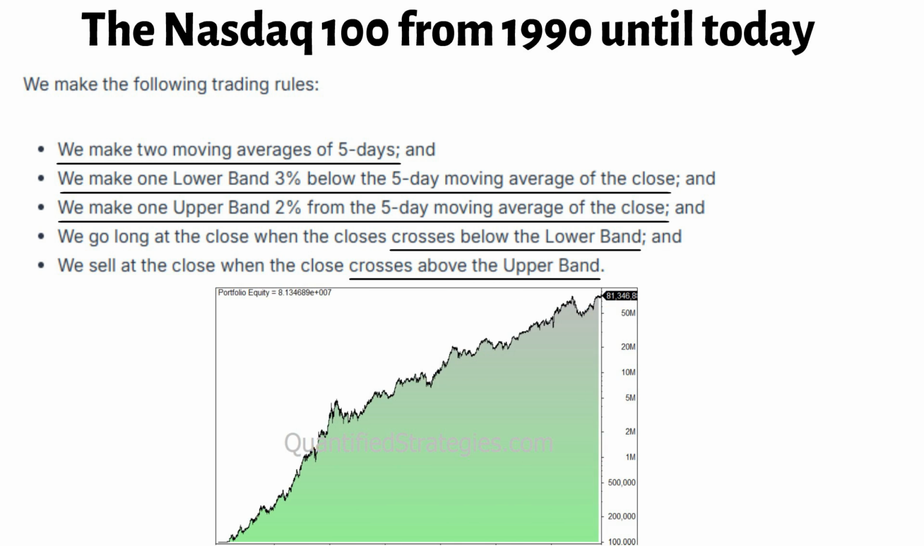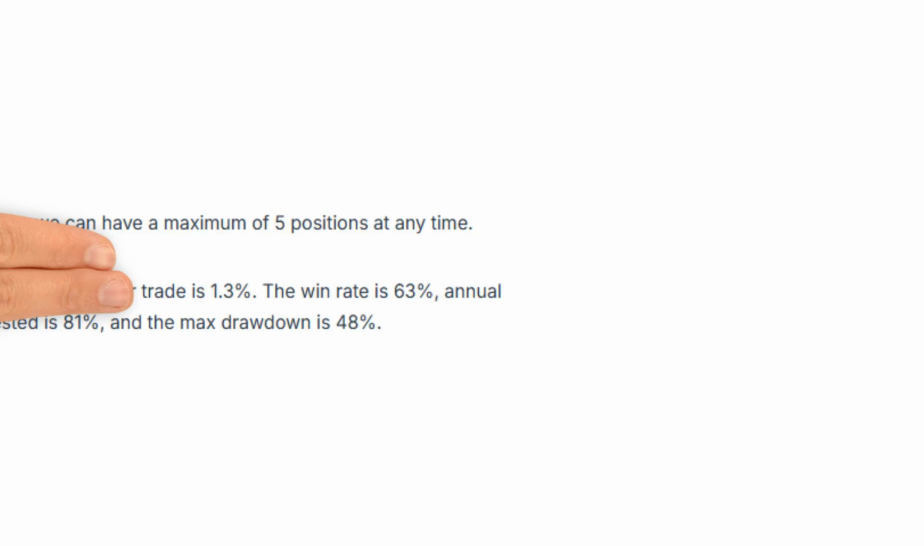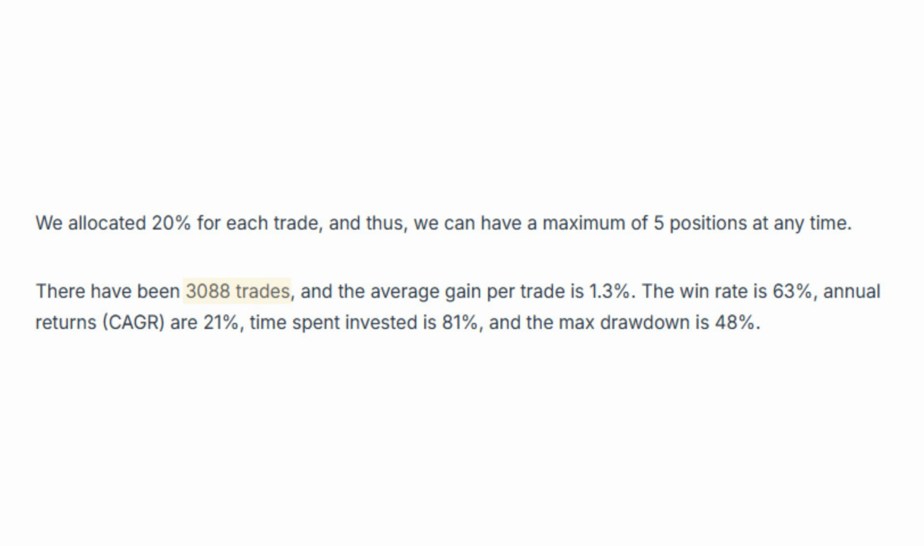The equity curve is pretty impressive, although it performed best in the 1990s. There were many trades, 3,088 trades, and the time spent invested was 81%. The average gain per trade is 1.3%, while the win rate is 63%. The annual returns, CAGR, are 21%, but the max drawdown is 48%.